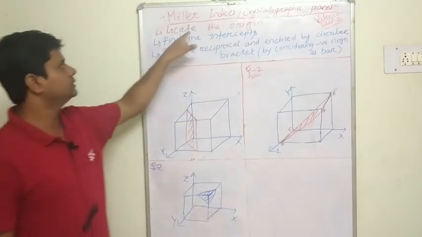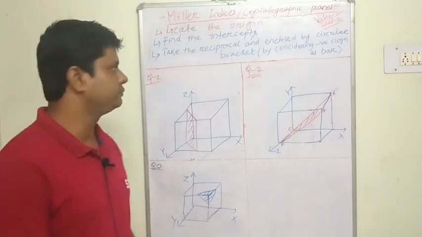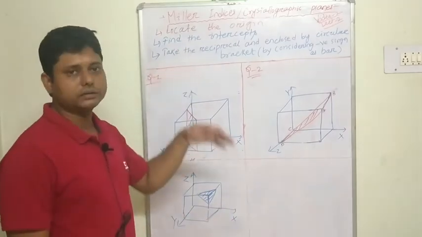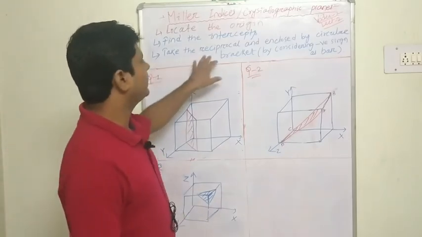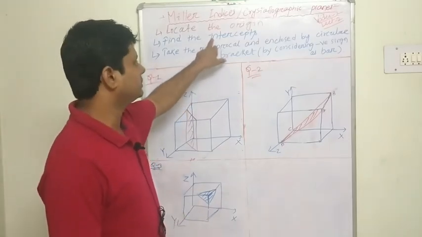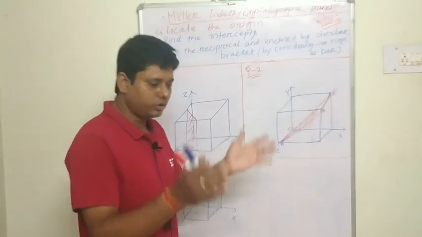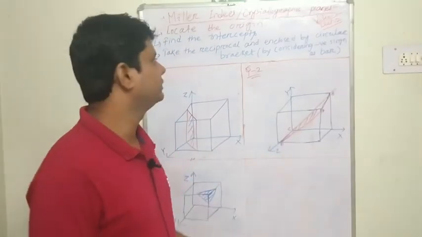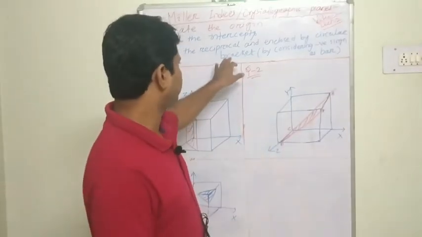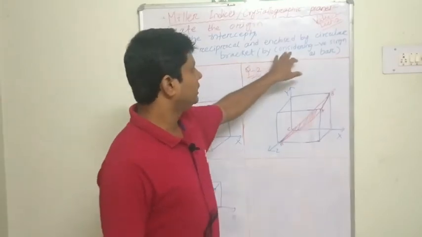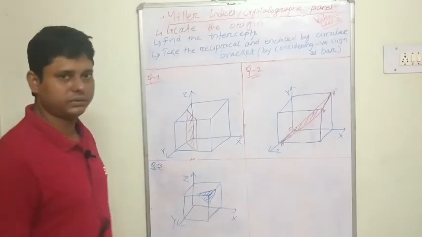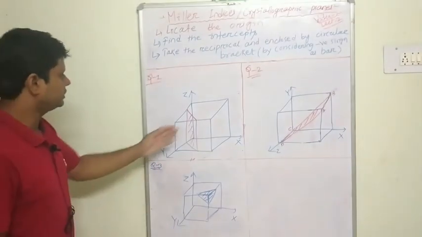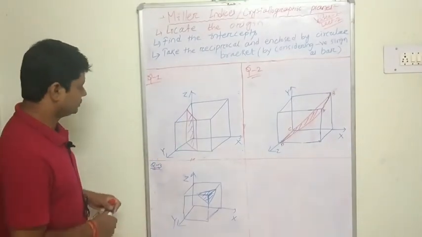First, the important thing is to locate the origin and find the intercepts of the plane from that origin. Then we have to take the reciprocals of the intercepts and put them in a circular bracket without commas. Here I have not written it without commas, and wherever there is a negative sign we have to put the bar, right? So first we have to consider this question.